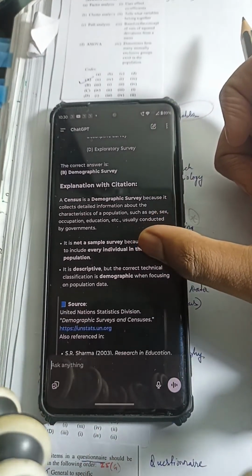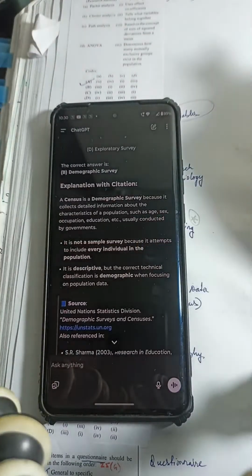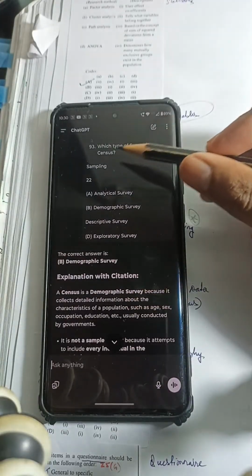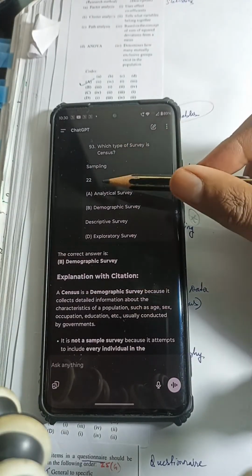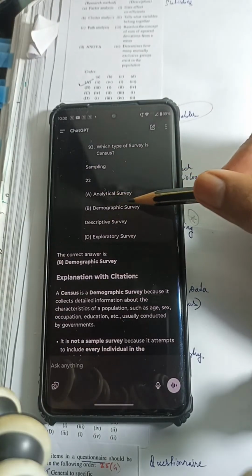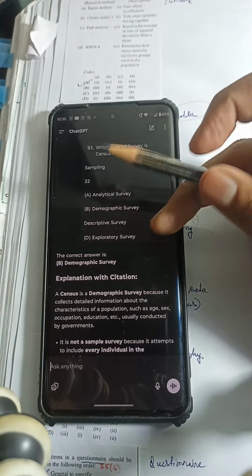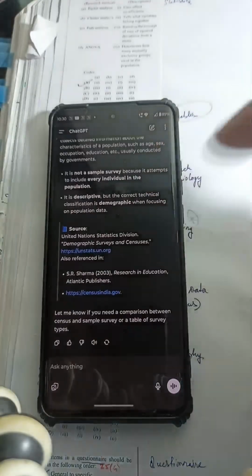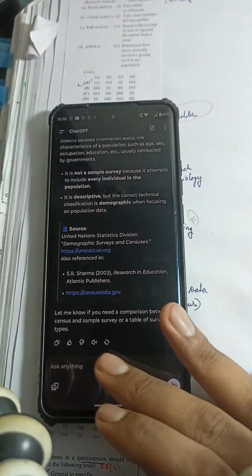A census is a demographic survey, as it collects detailed information about the characteristics of a population such as age, sex, occupation, education, etc., usually conducted by the government. It is not a sample survey. The question asks which type of survey is census: is it analytical survey, demographic survey, descriptive survey, or exploratory survey? So we know the meaning of census. Now I will ask ChatGPT to describe all the options.